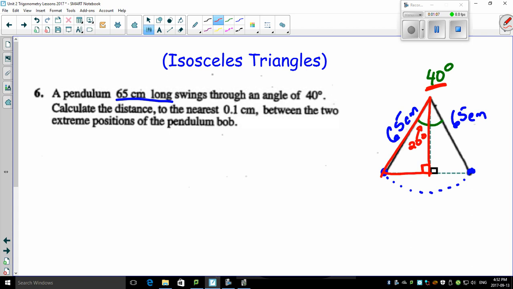It says calculate the distance to the nearest tenth of a centimeter between the two extreme positions of the pendulum bob. So in other words, it wants this whole distance from here to here. Well, the nice thing is these two triangles are exactly the same. So all I have to do is measure one, find the distance of one, double it, and I've got the second. That's no problem.